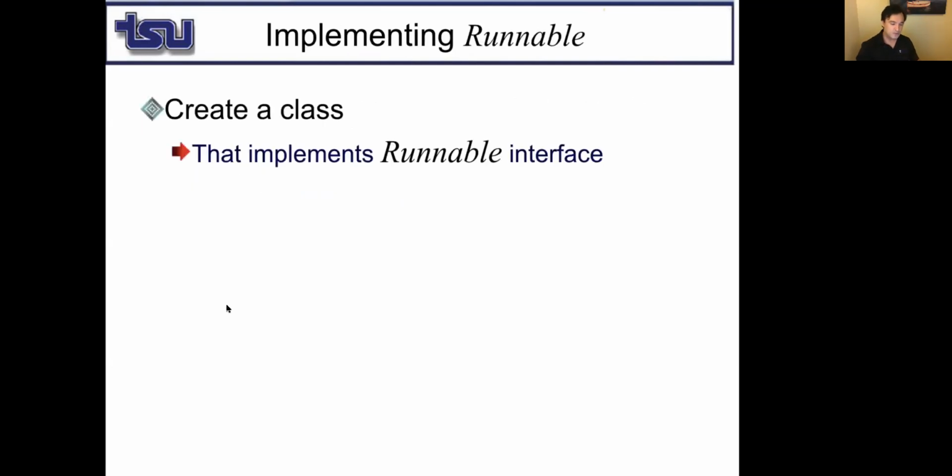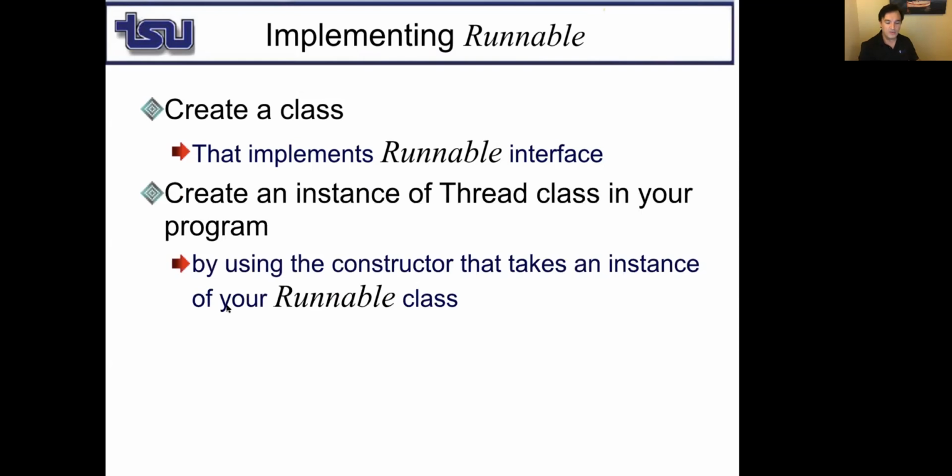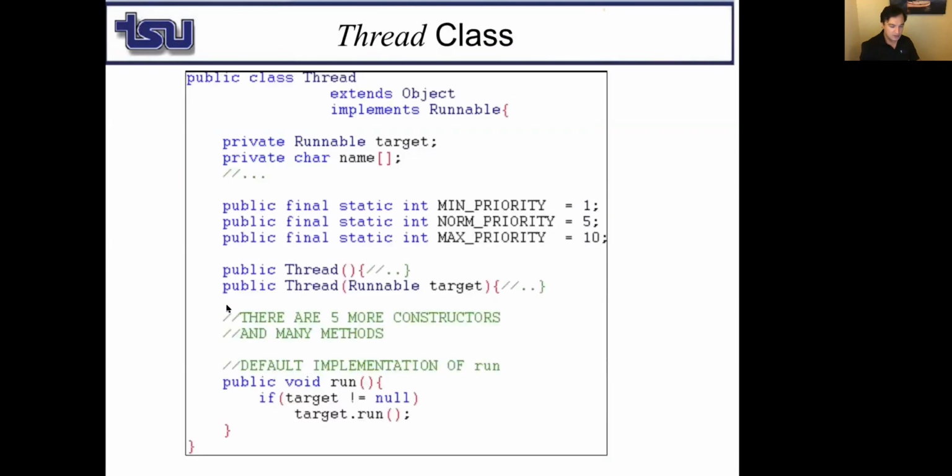This is how we're going to do it. First, you're going to create a class that implements the Runnable interface. You can have any class that you will create. You will say implements Runnable. Then you're going to create an instance of the Thread class in your program, but it had multiple constructors, right? You're going to use this constructor to create an object.